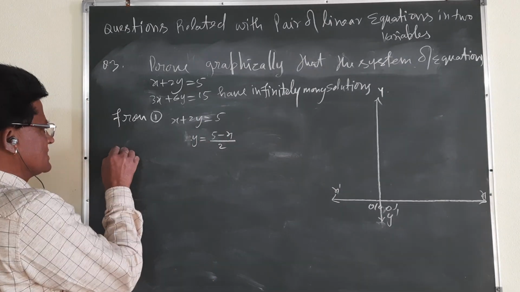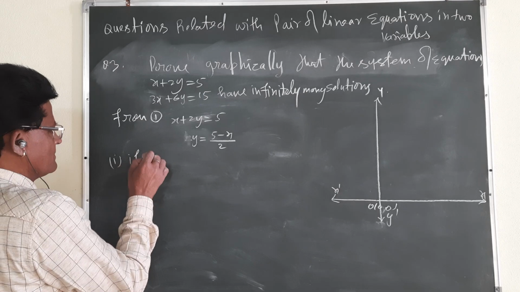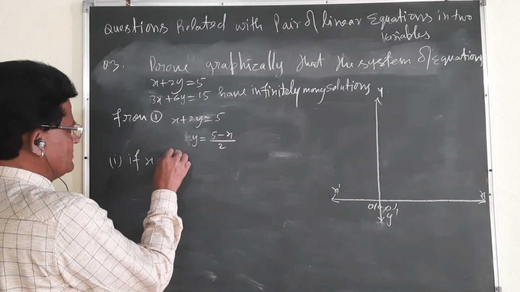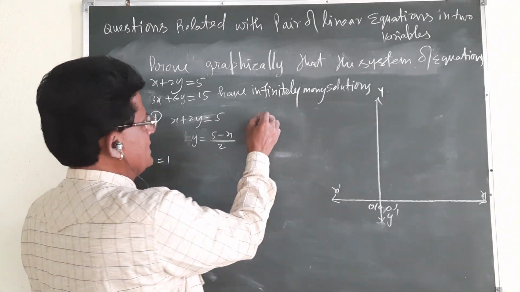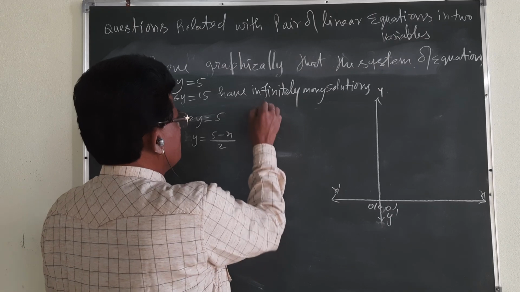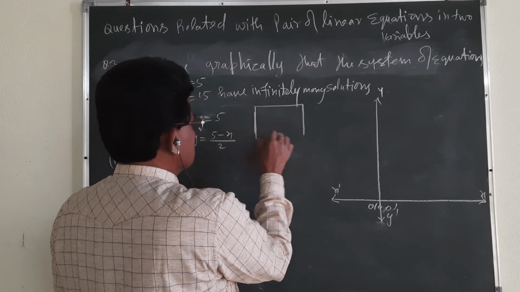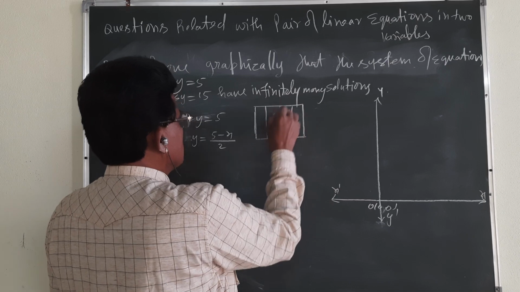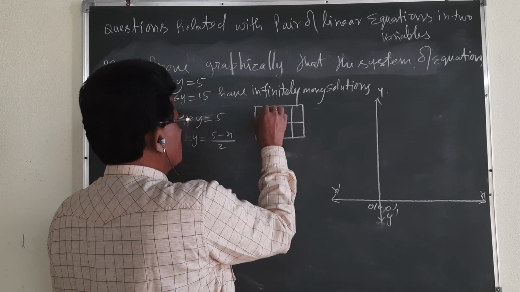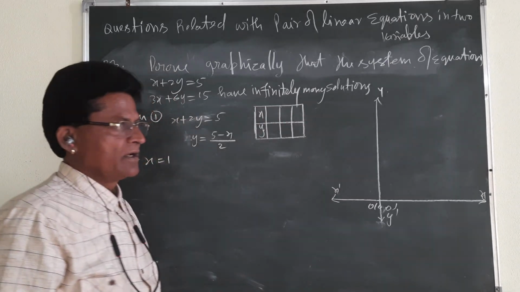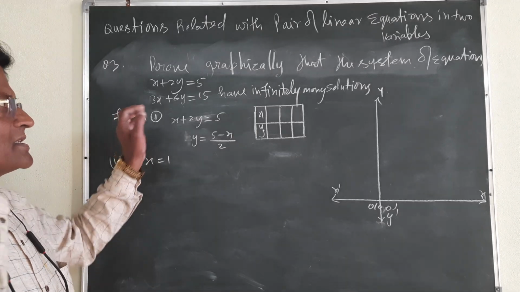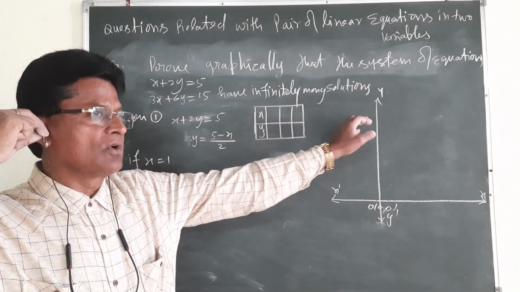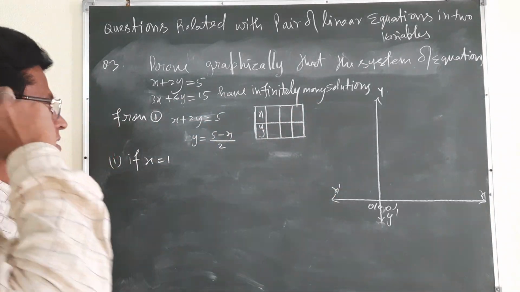Okay, let me take different values. If x is equal to, let me take 1. I will form over here a small table, and by using the coordinates from this table you will have to draw the graph and check whether the system has infinitely many solutions or not. Okay, let us see.